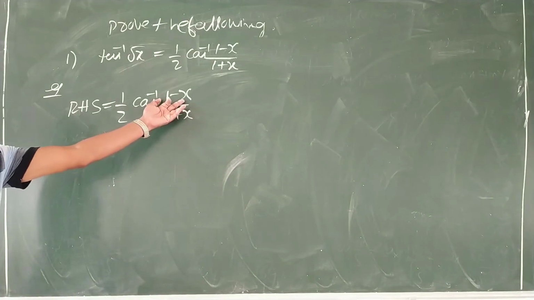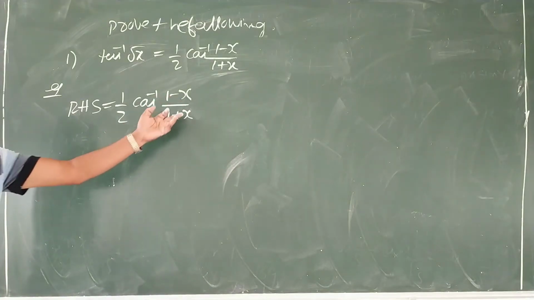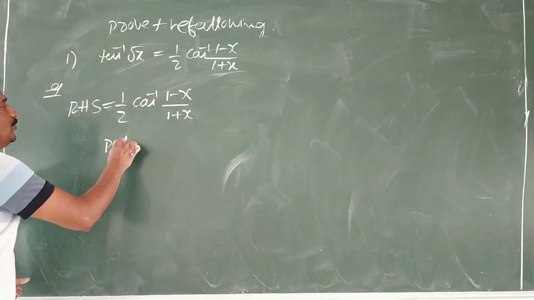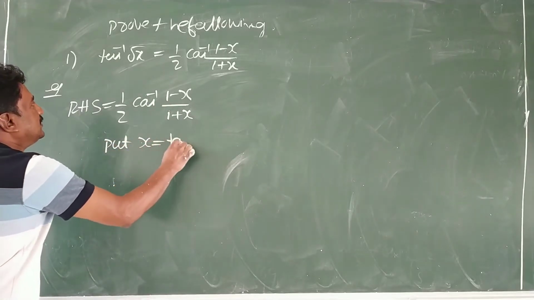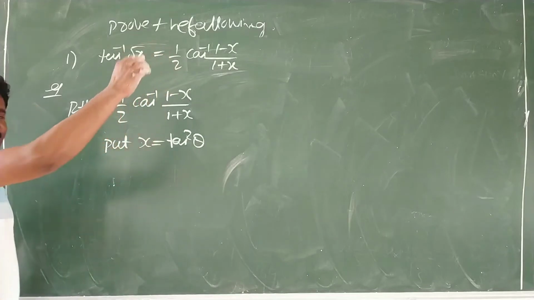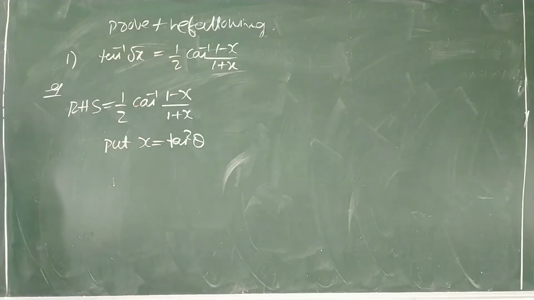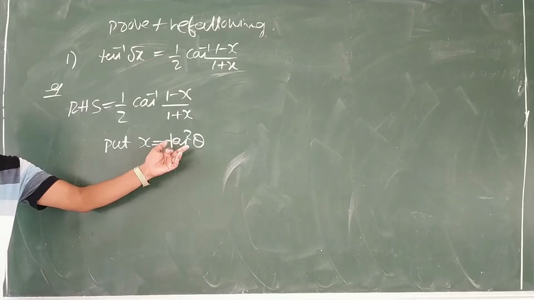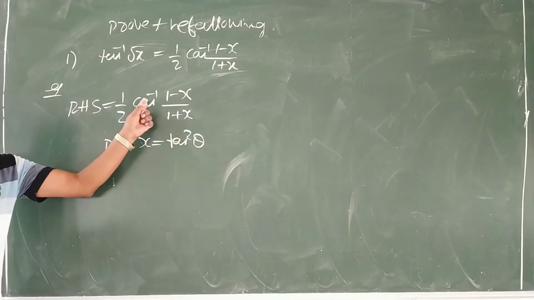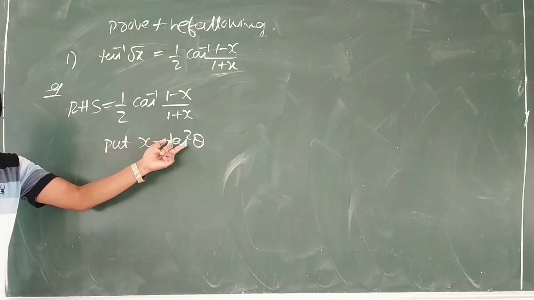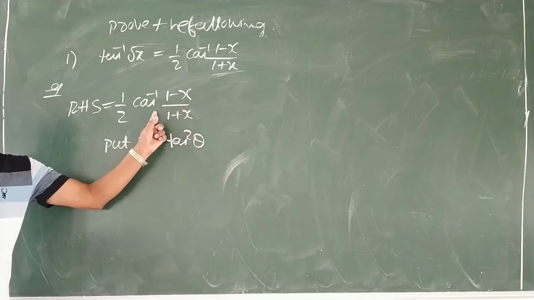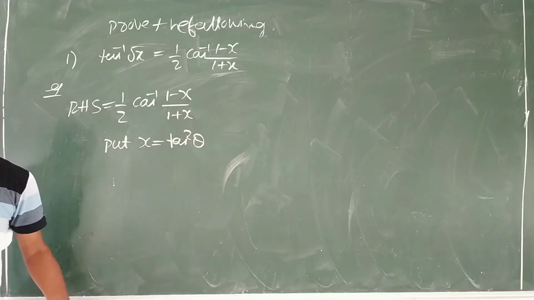Tell me what substitution is required for this, students. Put x equals tan square theta. Why am I using tan square theta? I have a plan in my mind. Here I am having cos inverse. If I put 1 minus tan square by 1 plus tan square, it is cos 2 theta.